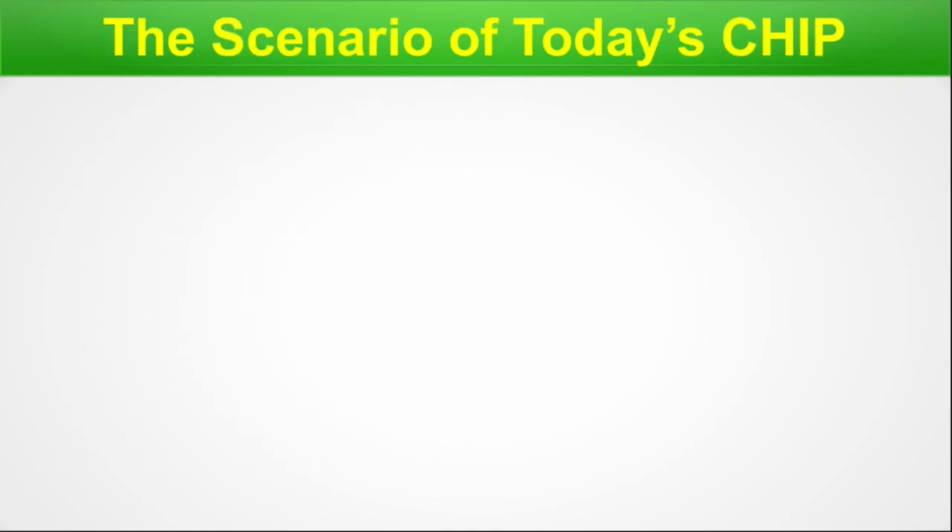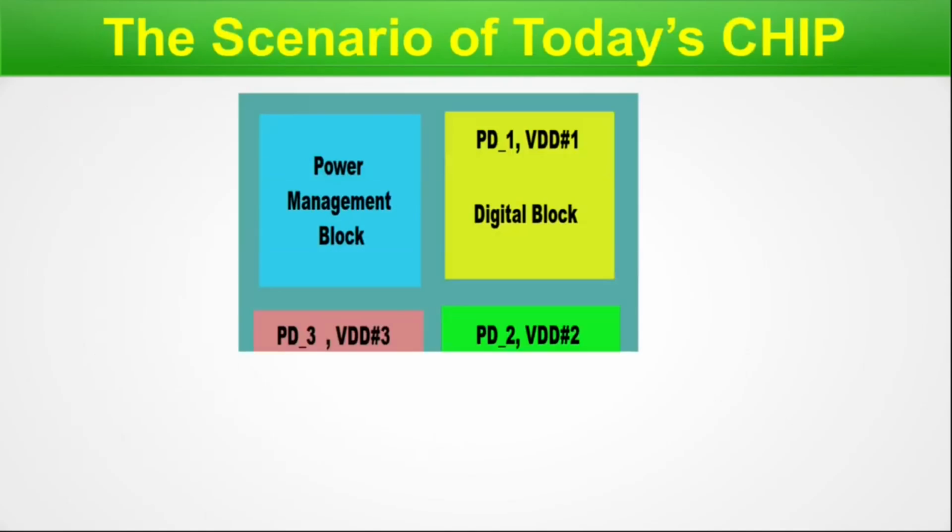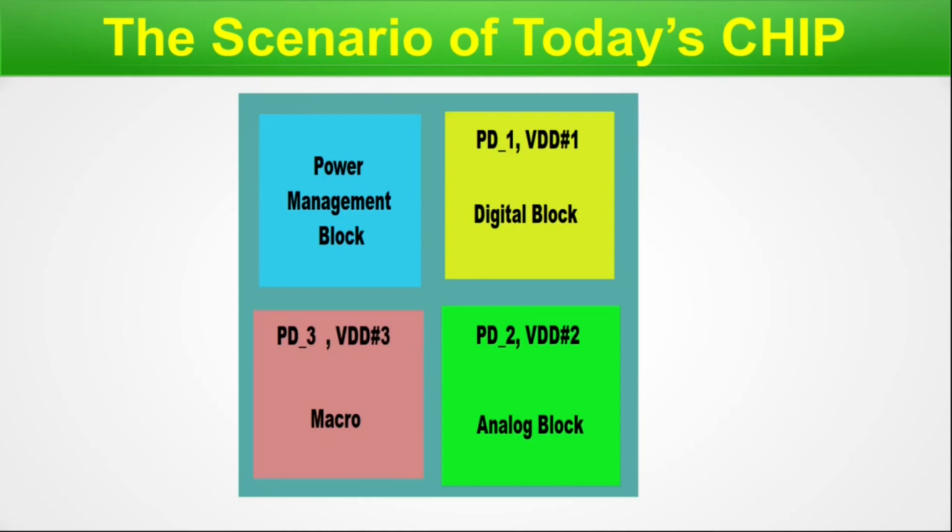The scenario of today's chip. So this is basically one structure here, which we can just imagine. Many advanced chips today will have this inside. So we have multiple voltage domains, like here VDD1 is there, here VDD2 is there, here VDD3 is there. It could be a digital block, an analog block, a macro which you have ordered from any IP vendor. So these could be different blocks inside your design, and there can be one power management block.